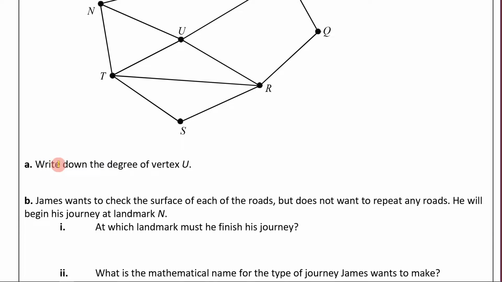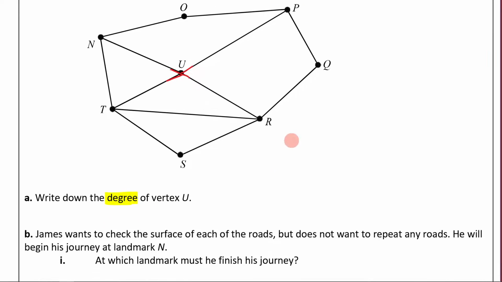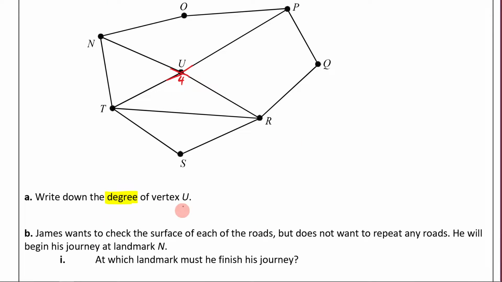Okay, it says write down the degree of vertex U. So let's look at vertex U here. And as you can see, we have 1, 2, 3, 4 edges meeting that vertex. So that means it's 4. So we put a 4 there.